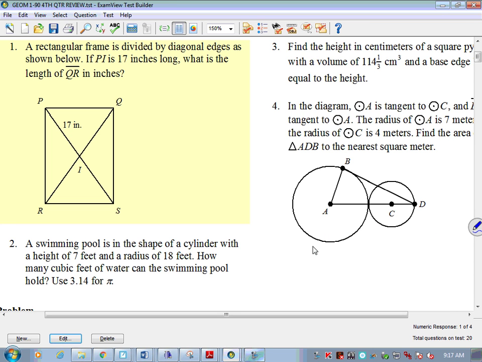Test 1 through 90 review. 20 questions here. Question number 1. A rectangular frame is divided by diagonal edges as shown below. If PI is 17 inches long, what is the length of QR?